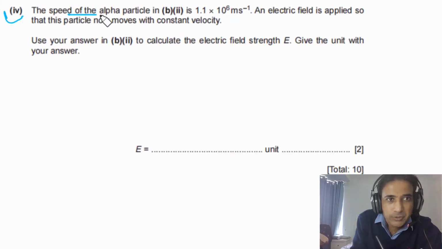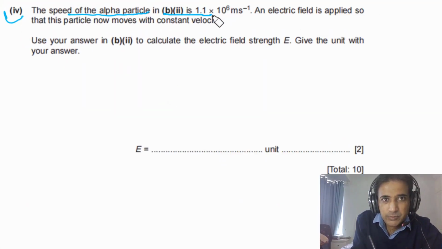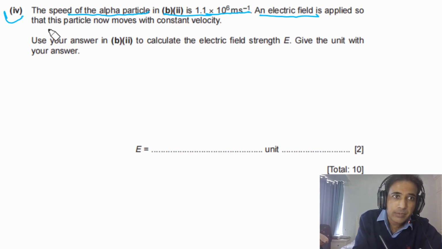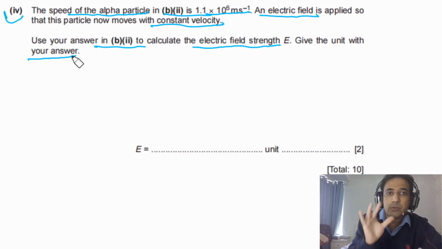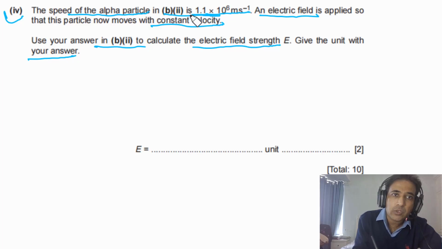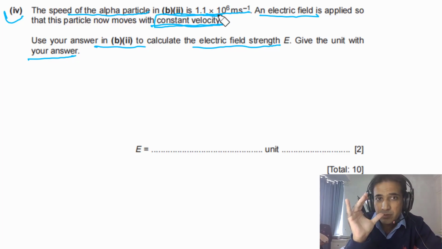Part 4 says the speed of the alpha particle in B2 is 1.1 times 10 to 6 meters per second. An electric field is applied so that this particle now moves with constant velocity. Use your answers in B2 to calculate the electric field E. Give the unit with your answer. It's very important, constant velocity, because many students struggle with how to answer this question. Constant velocity is given to you.